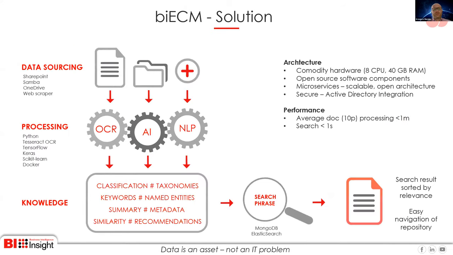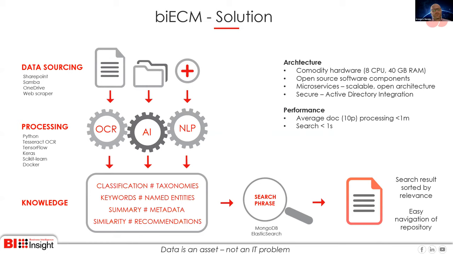So we built our solution, BI Enterprise Content Management System. The system can connect to many popular data store types, and it can search for new files, which are then sourced into a processing pipeline, where the knowledge is extracted automatically from the most common file formats and is stored in a document database repository and in a search index.